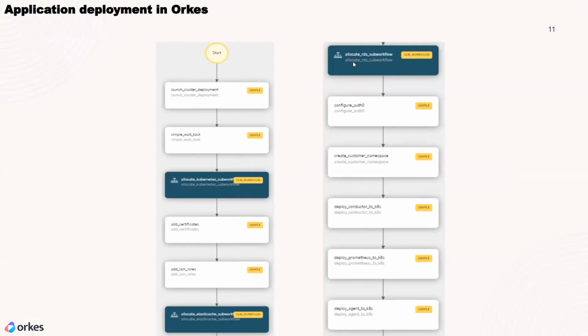Allocate RDS, which means either MySQL, PostgreSQL, or Elasticsearch. Then we configure Auth0. Then we have namespacing across the customers, so we create that. Then we actually deploy Conductor to Kubernetes. Then we deploy Prometheus and the agent, which we call a worker, to the Kubernetes cluster, and configuring Route 53 and all those things can be done at a later stage. So this is an example of how we leverage Conductor to deploy to a particular customer's environment.